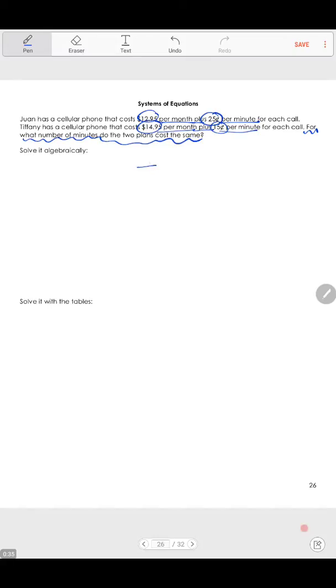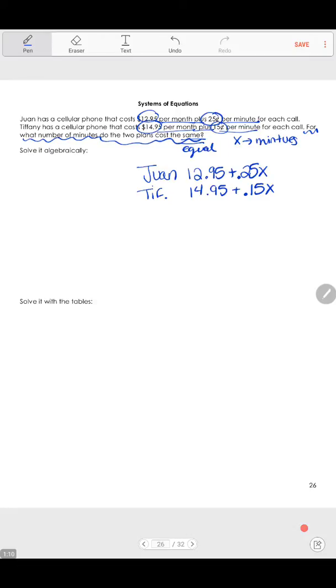So I have one that has a plan that's $12.95 plus 25 cents per minute. I'm going to make minutes x. And Tiffany is $14.95 plus 15 cents per minute. Okay? And they want to know when they're going to be the same. And same, if we remember, same means equal. So I'm going to start by setting these equal to each other, since that's what we want to find.